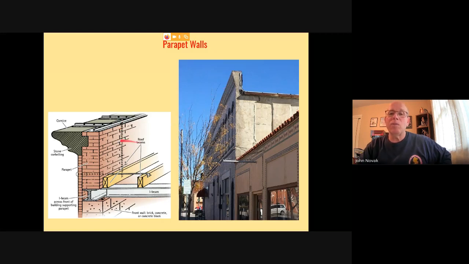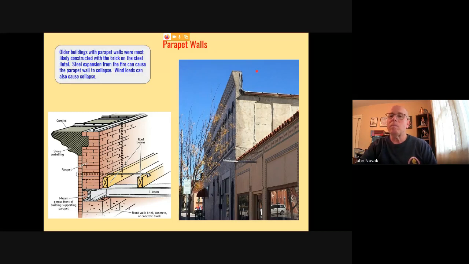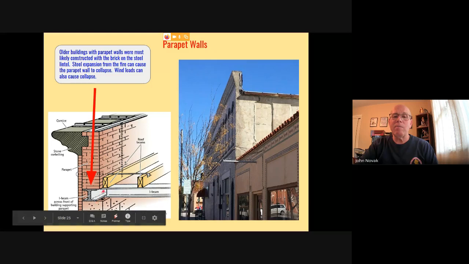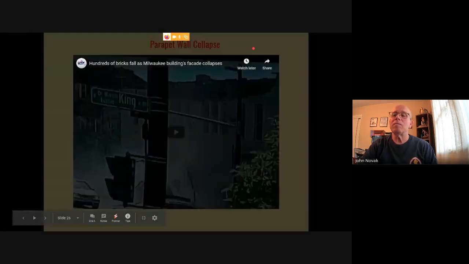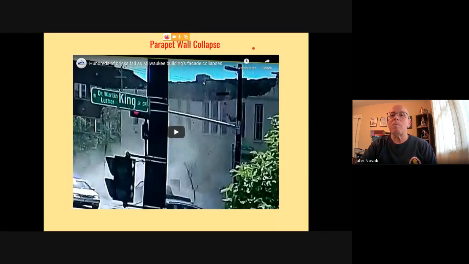And again, a hose stream striking it, a heavy snow load, anything. Definitely be thinking some type of collapse issue, collapse hazard, collapse zone. There's our steel I-beam under here. It heats up, it expands. The parapet wall's going to come down. Just a video of a parapet wall collapse.